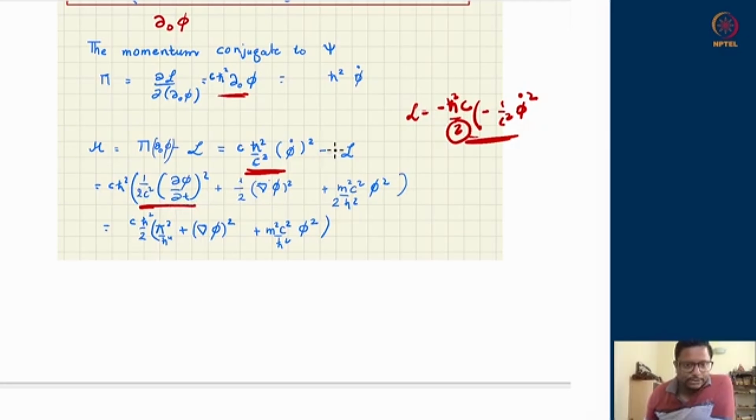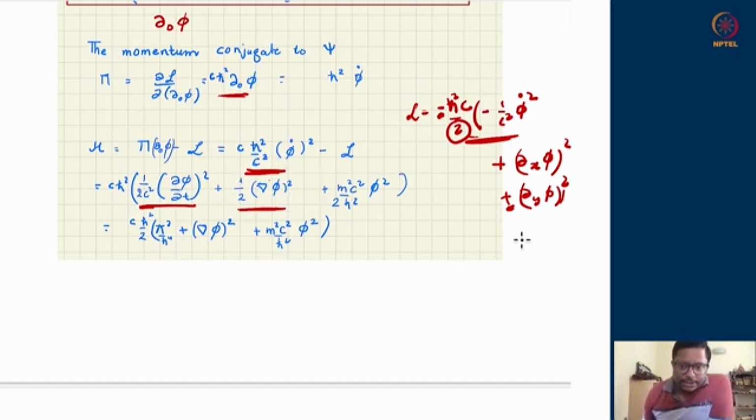Half of the first term will survive, because another half is coming from the Lagrangian, which will partially cancel it. Now, what about the spatial derivatives? All the spatial derivatives were there: del x phi squared, del y phi squared. They will come with negative signs in the Lagrangian with a h square c by 2 factor, and under minus L they will become positive signs. So you will get a half of all the spatial derivatives squared, the gradient squared.